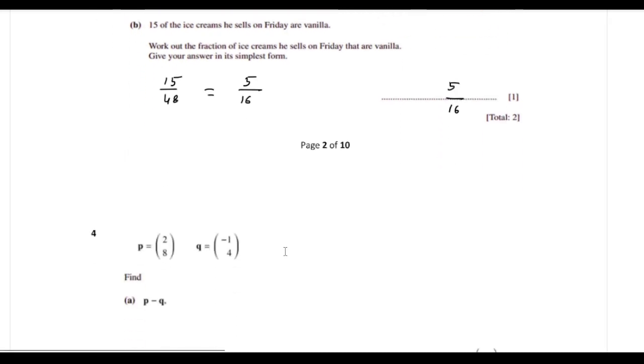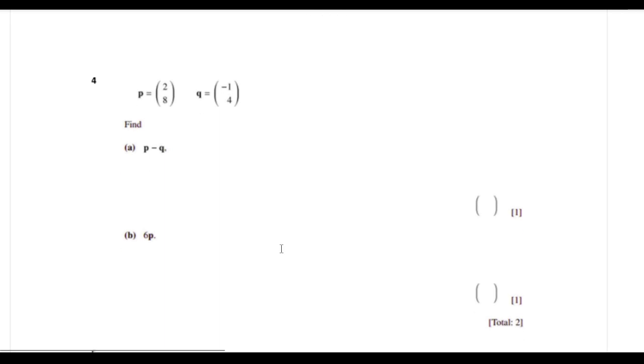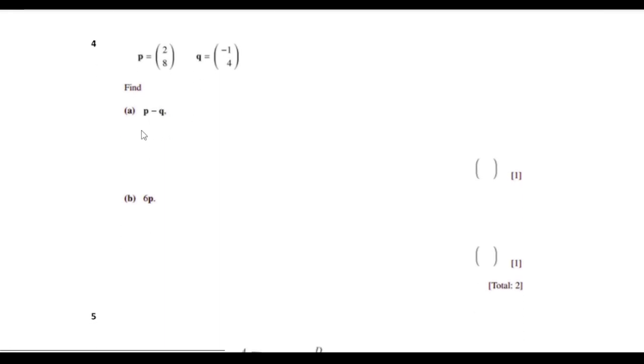They ask me to write in fraction only. Now here P and Q are given, you have to find P minus Q. So P minus Q, simply you see here 2 minus of minus 1 will give you 3, and 8 minus 4 will give you 4. So your P minus Q is (3, 4).